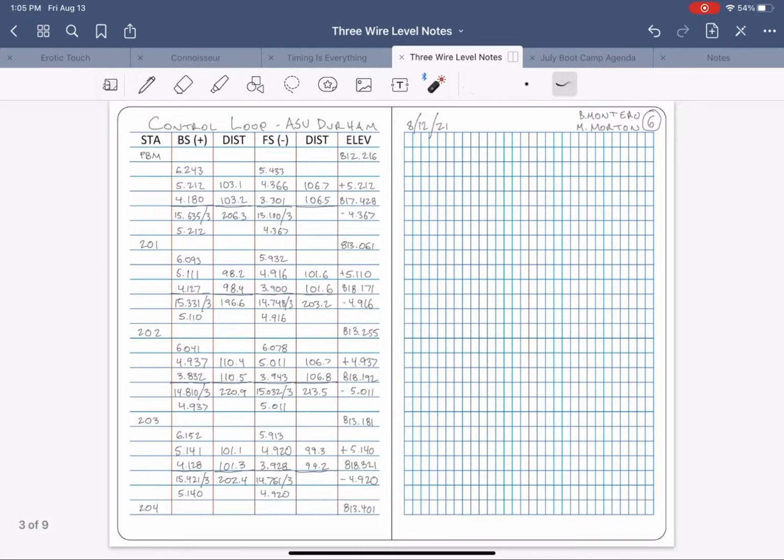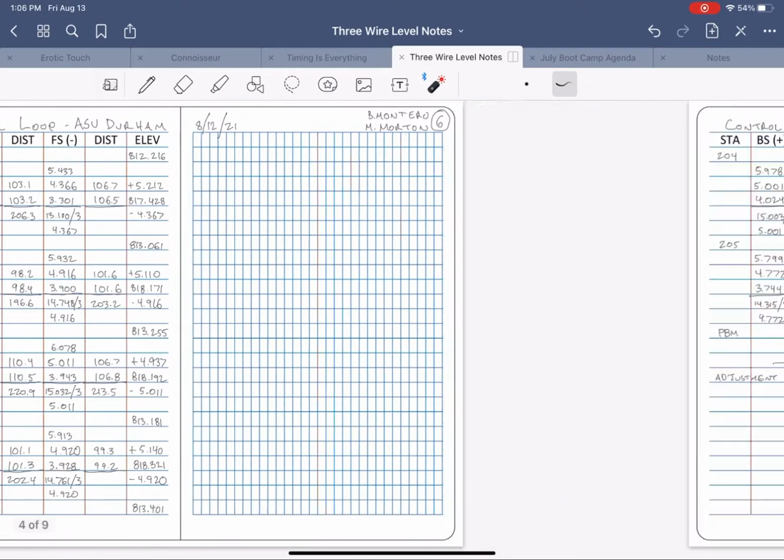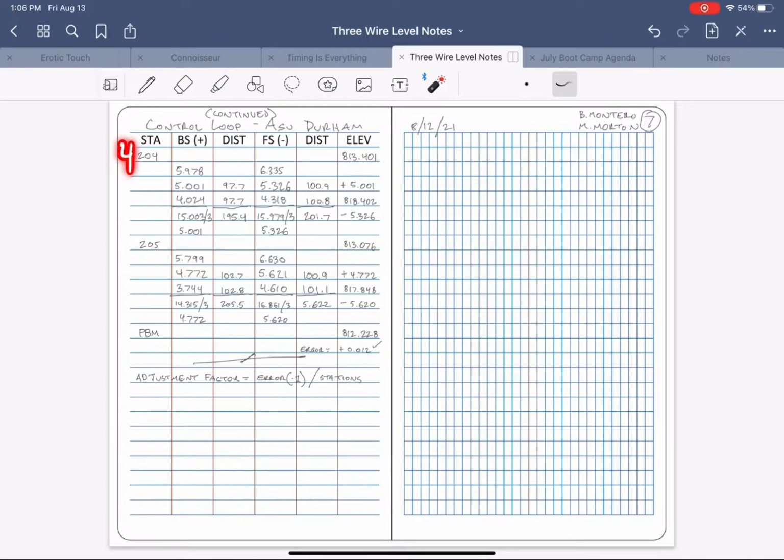Let's see how many there were. Okay, of course we're not counting the PBM, that's where we started. That elevation is being held. But we've got our first station, 201, second, third, fourth, 204 is repeated. So there's the fourth from the previous page, fifth and sixth. So that's a total of 6 stations to make our way back to the PBM.